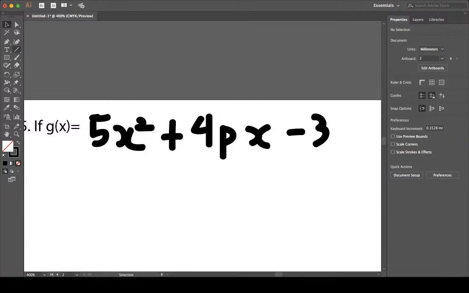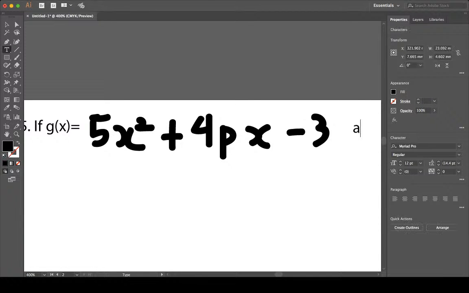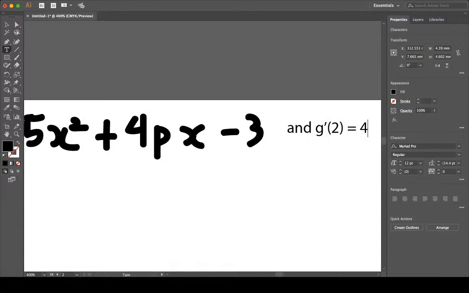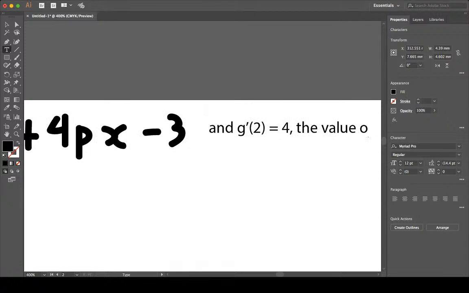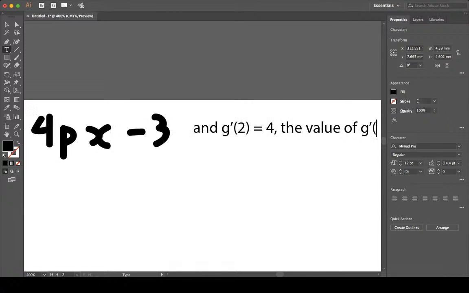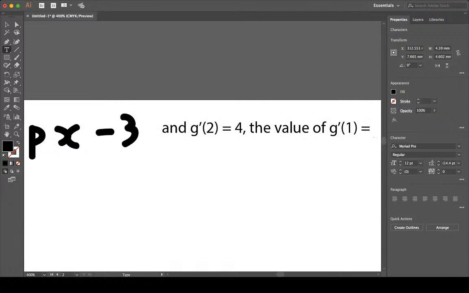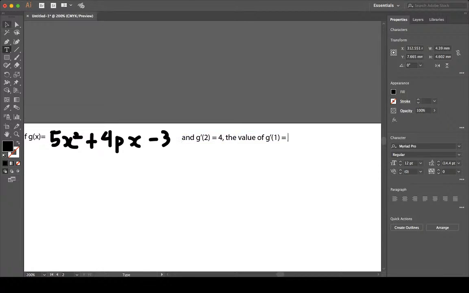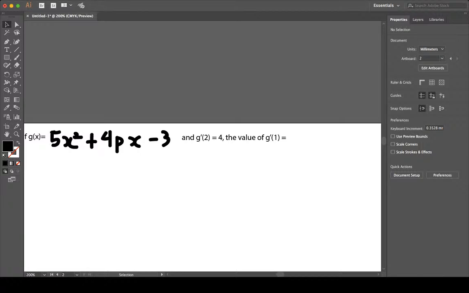And then we still have some more text. And g prime of 2 is 4. Okay, we have gotten some variations. The value of g prime of 1 must be equal to something. So in here we've got a different type of variation. This time we have more algebraic notation. We have x and we have p.